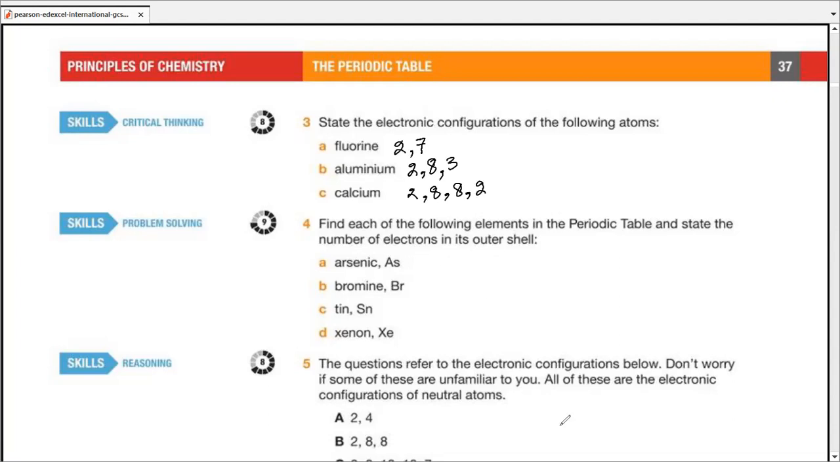Moving on to question number four: number of electrons in its outer shell. Outer shell means the last shell, right? We also call it the outermost shell. We also call it the last shell. We also call it the valence shell. Any of these words are fine, and they represent the same thing.